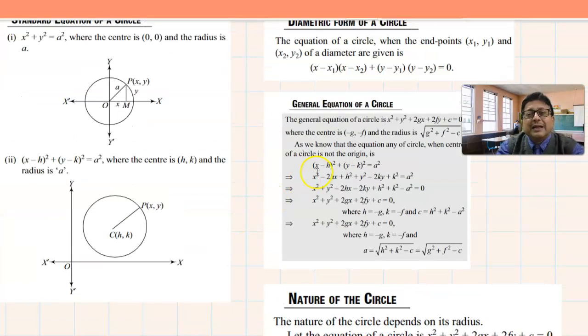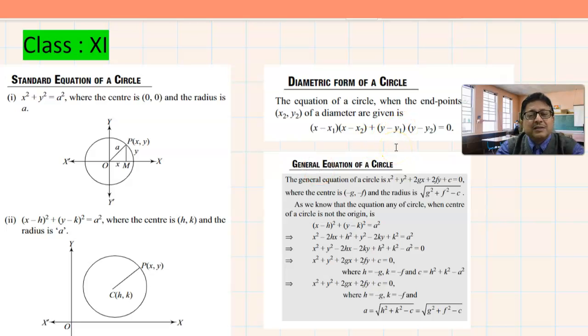Then the next one, the diameter form of a circle. If two extremities of the diameter are given, then instead of using this equation, we can use this equation to get the equation of circle quickly. But what I can tell you, circle is circle. Whatever form you are getting here, the same form you will get after simplification of this diametric form of circle also, where extremities of diameter are given.